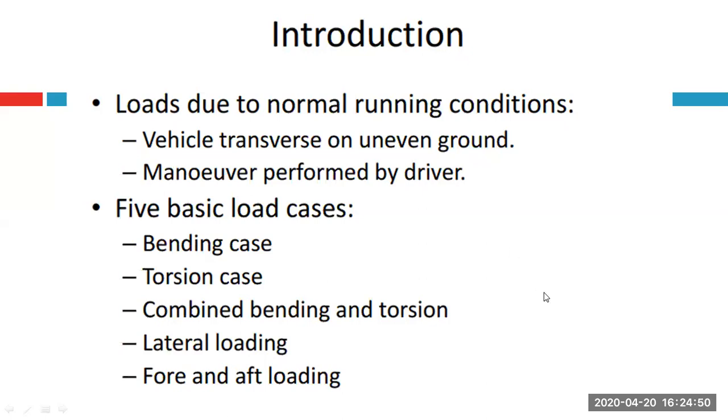So going on, we have got 5 basic load cases. The first case is known as a bending case, then a torsion case. In some cases, you might have both bending as well as torsion load, which is going to be felt by the vehicle. Then you have got lateral loading, which I discussed just a few minutes back. And finally, you have got fore and aft loading. We'll study in detail all these loads and the conditions in which they are typically seen.